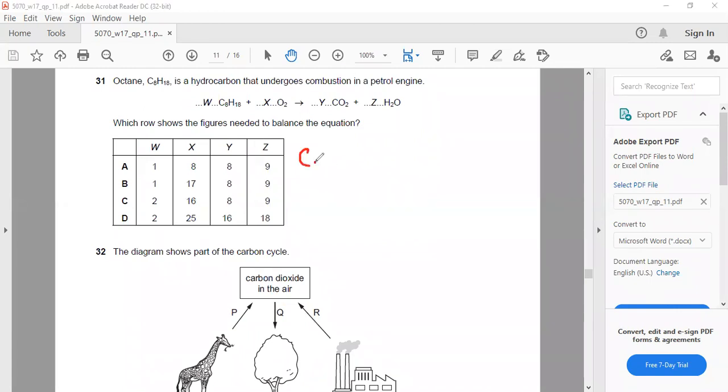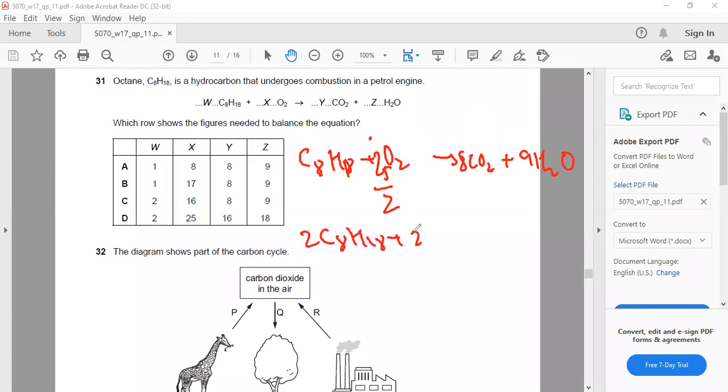For this question, I suggest my students memorize the complete combustion question. First, balance carbon dioxide, then balance hydrogen for 1 mole. 8 to the 16 and 9, 25, write 25 by 2. Then multiply the whole equation by 2. If you multiply the whole equation by 2, this will be the equation. So this is D.